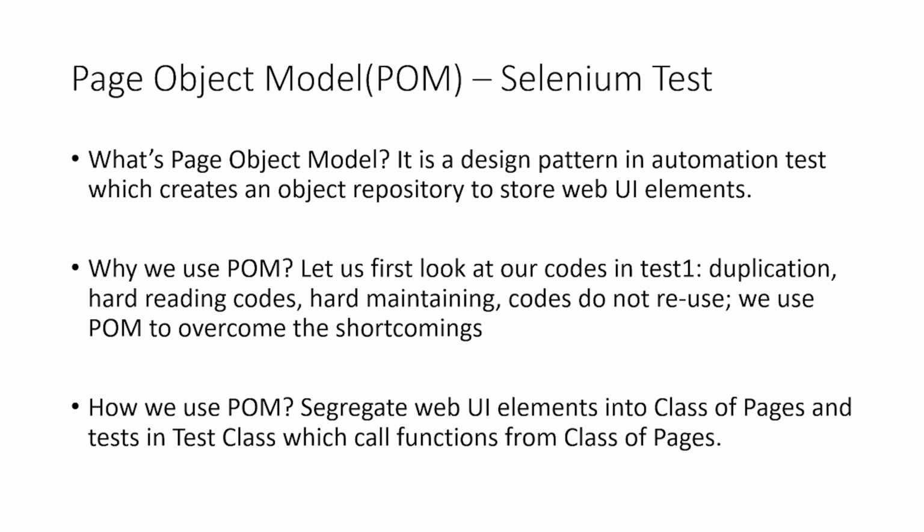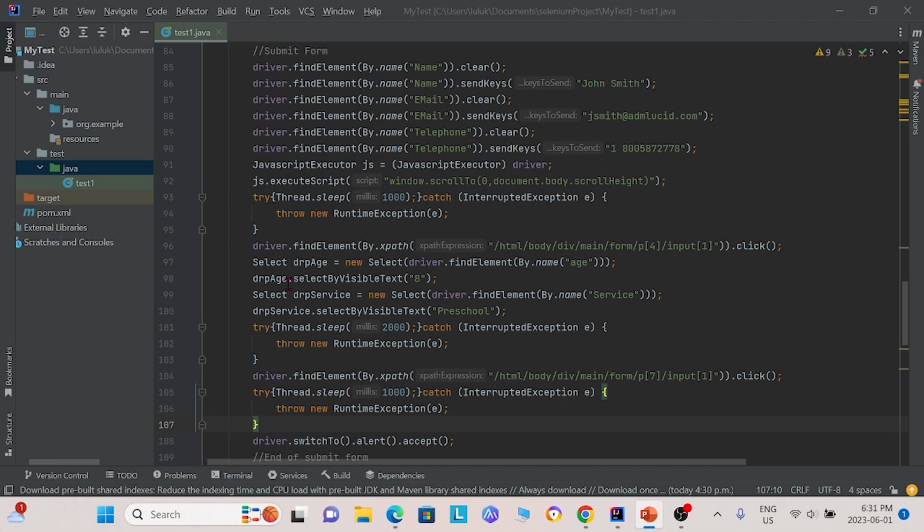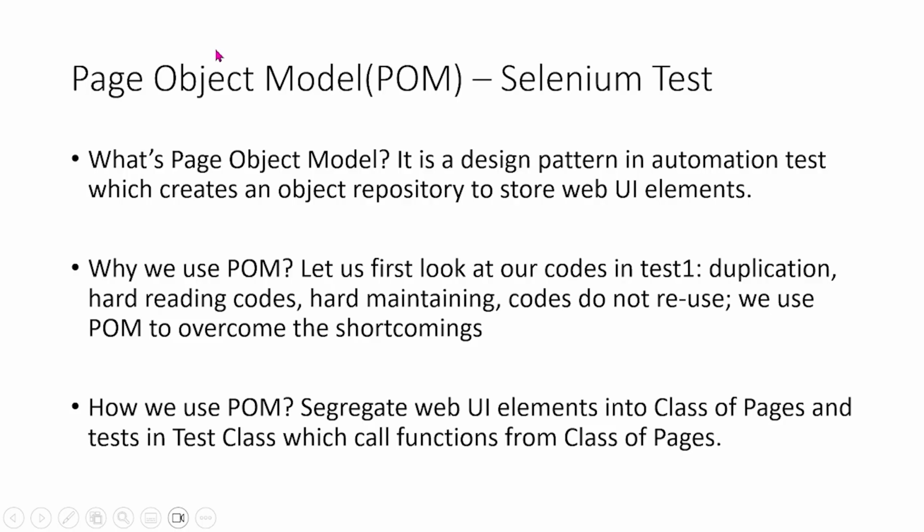Let us first look at our codes in test 1. As we can see in test 1, our code contains duplication, it's hard to read, and thus, it can be hard to maintain in the future. Our code also is not reusable. And therefore, we use page object models to overcome these shortcomings.